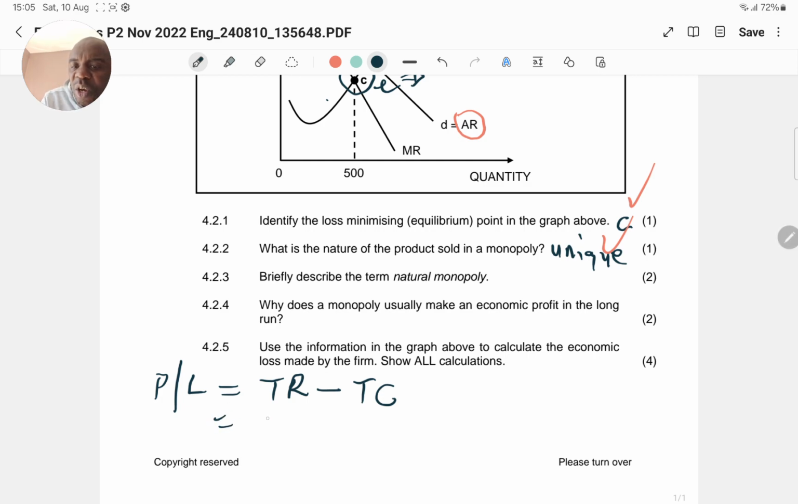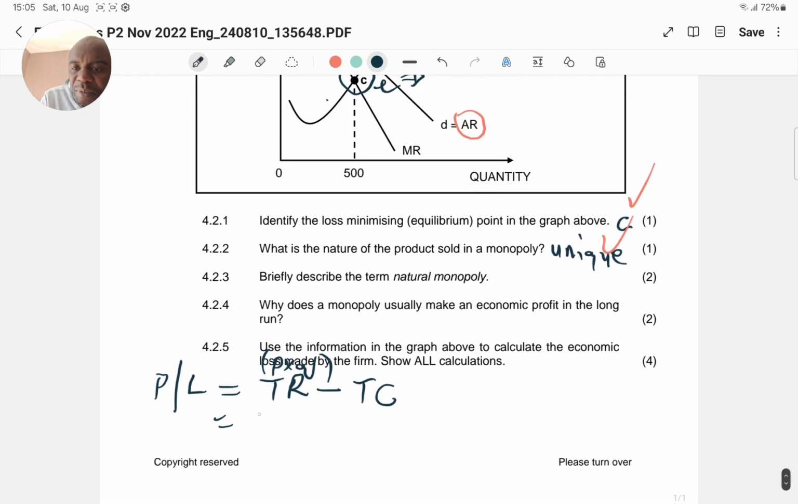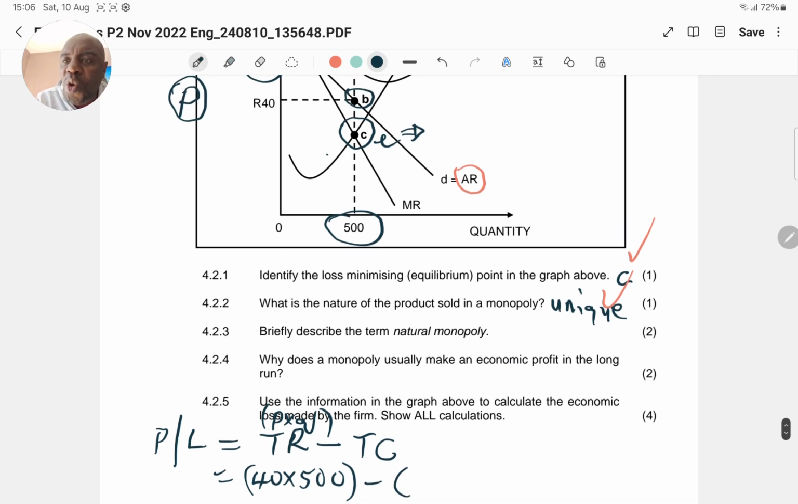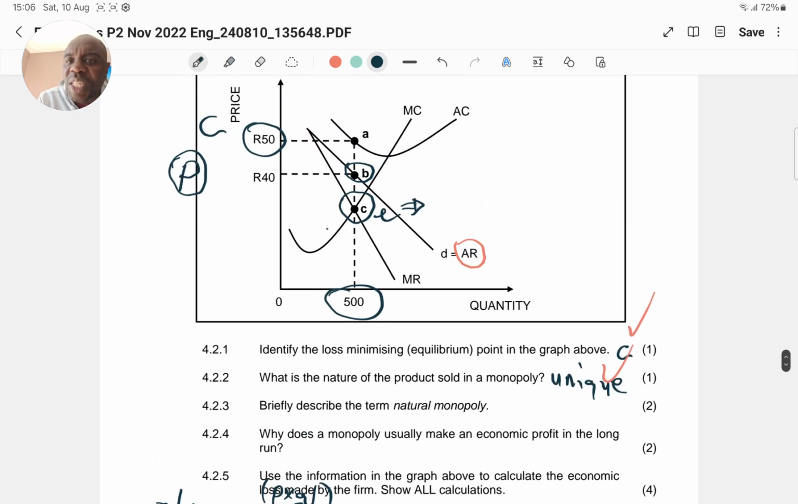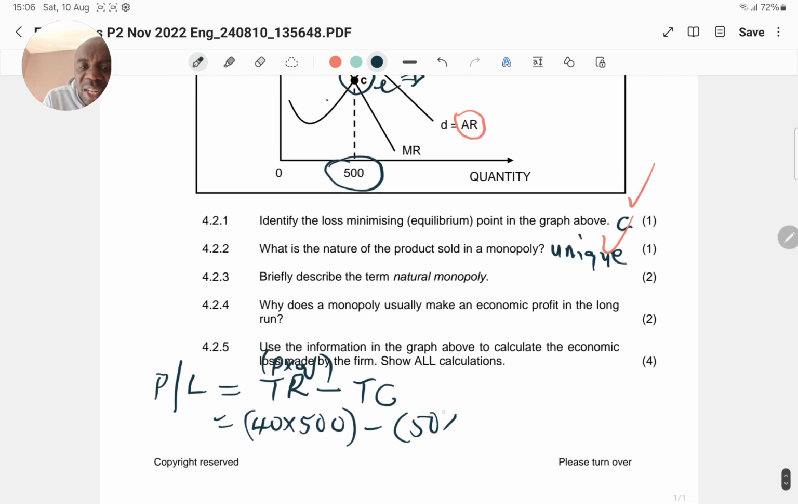Then you come here, it's total revenue. Remember, total revenue is P times Q. How much is our P? Our P, according to the diagram, is 40. 40 times our quantity, which is 500. Minus total cost. Total cost is cost per unit multiplied by quantity produced. How much is our cost per unit? Our cost per unit is 50. So our cost per unit is 50 times how much was produced? 500.